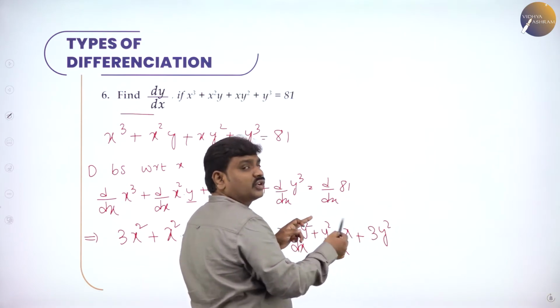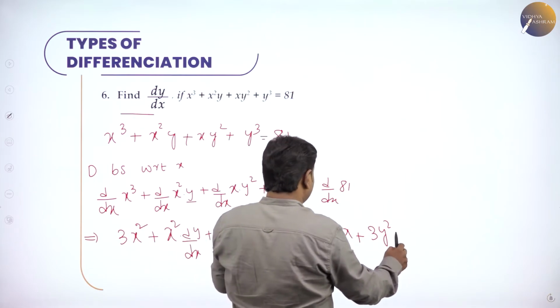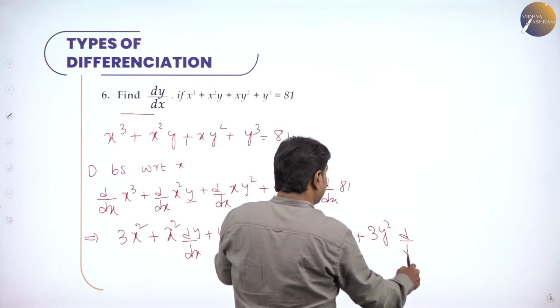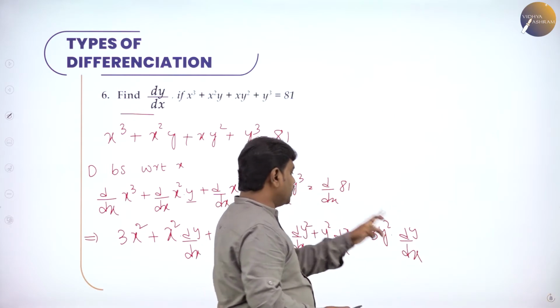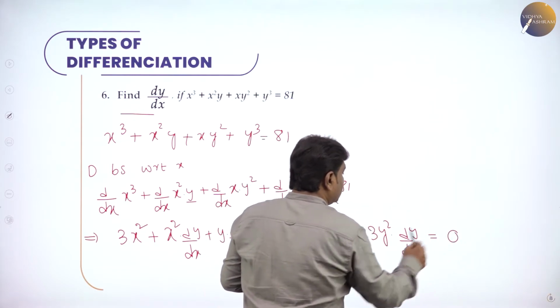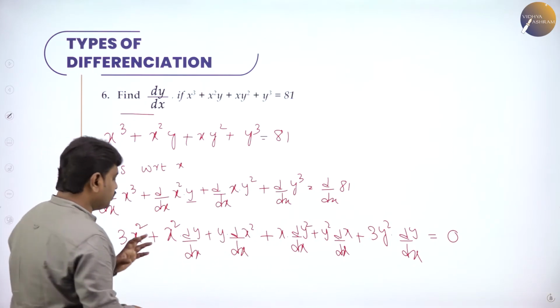Derivative of y cube is 3y square. x power n is n into x power n minus 1, so y power 3 is 3 into y power 3 minus 1. It will become 3y square into d by dx of the internal function, y. Don't forget, y cube is what? 3y square into d by dx of y, is equal to derivative of 81, which is 0. So now group all the terms and simplify this.